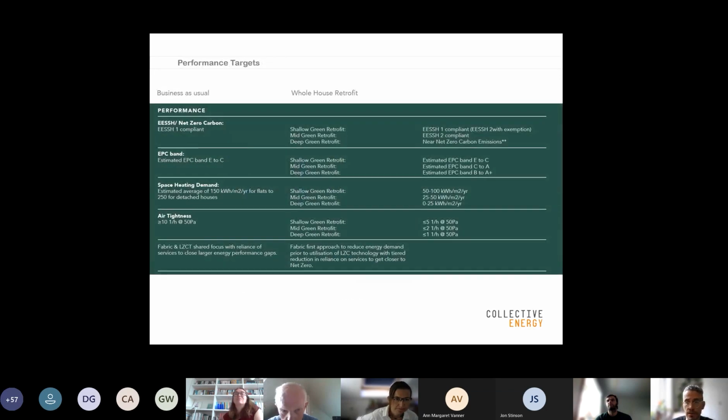Some of the performance targets we've talked about already. Air tightness is a really key part of that. For shallow green retrofit, we've identified as a guide that it is kept below 5. Mid green is below 2, in line with AECB retrofit guidance, and then deep green is EnerPHit standard. All the time doing this through the fabric-first approach.